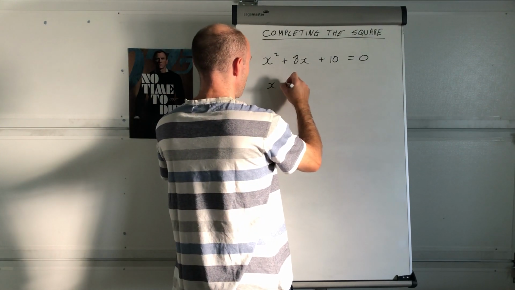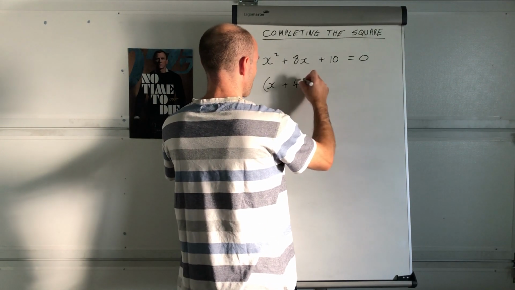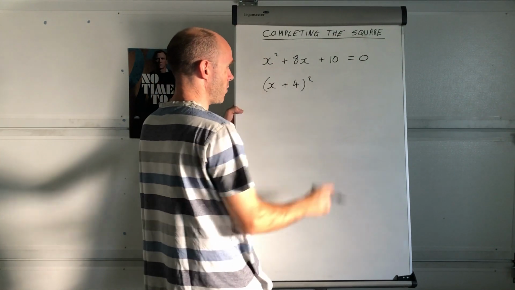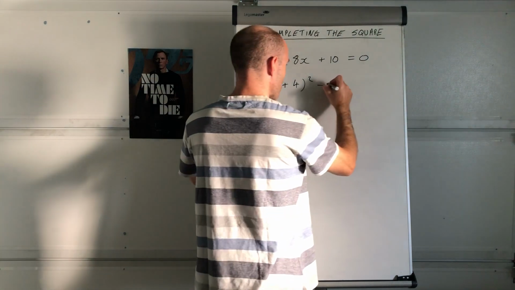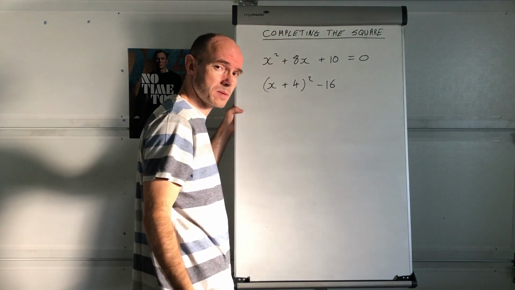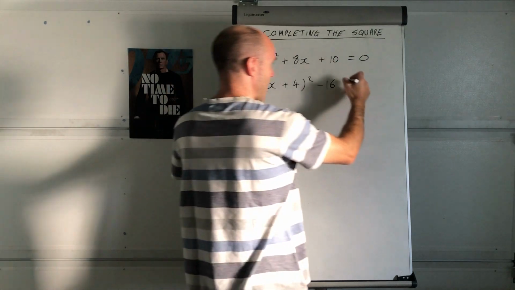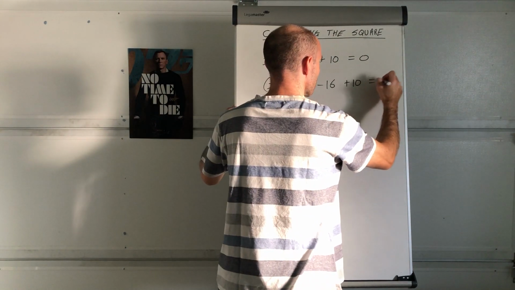Okay, so (x + 4) squared, hope you're happy with that. Of course, you just halve the coefficient, okay, to get 4. And then I'm going to subtract 16. You happy with where the 16 comes from? I'm just going to square the 4 to get 16, okay, and then add on 10 equals 0.